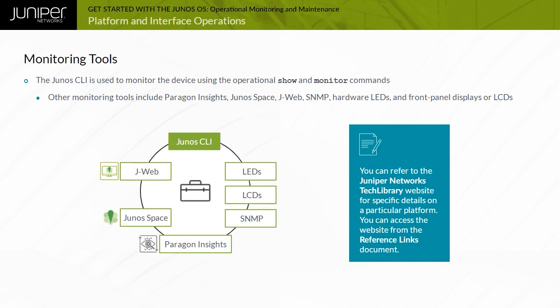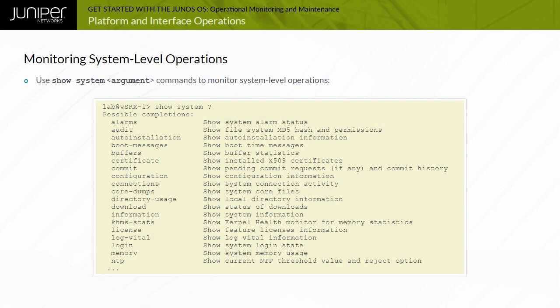Refer to the Juniper Networks tech library for specific details on a particular platform. You can access the website from the reference links document. You can obtain most system information using show system argument commands. Some of the most common arguments are displayed.